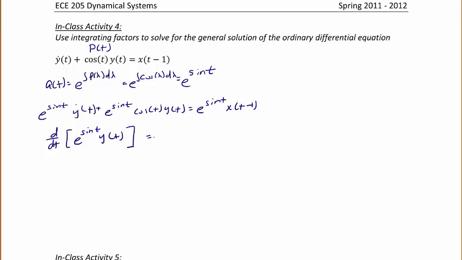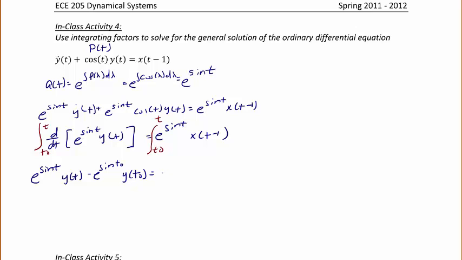And we set that equal to the right side of the equation, e to the sine of t, x of t minus 1. Now, the next step is to integrate both sides of the equation from t naught to t. When we integrate the left side, because it's the integral of a derivative, we end up with e to the sine of t, y of t, minus e to the sine of t naught times y of t naught.